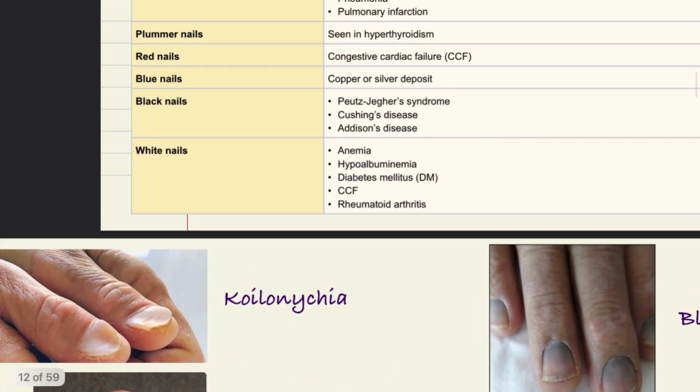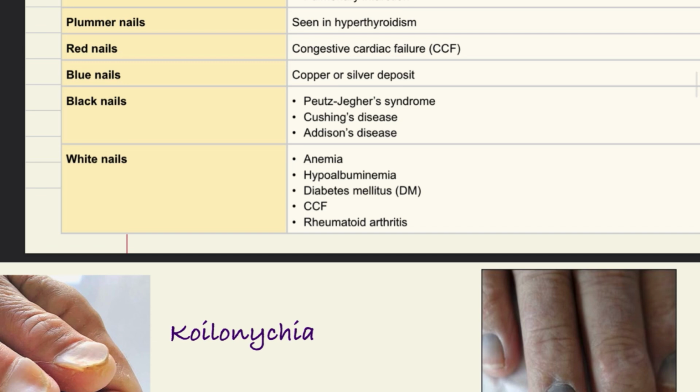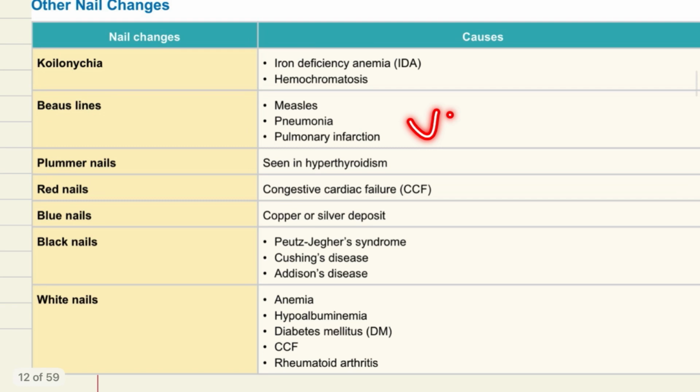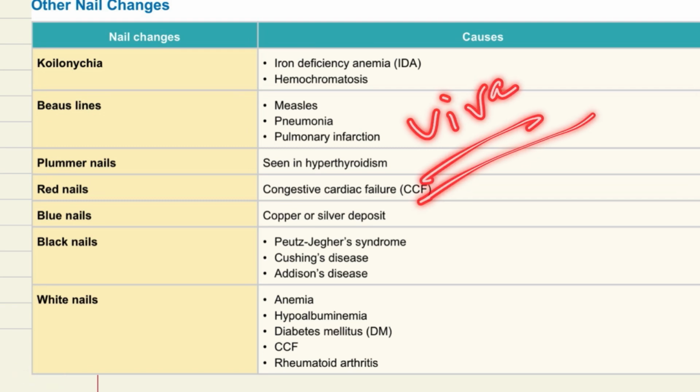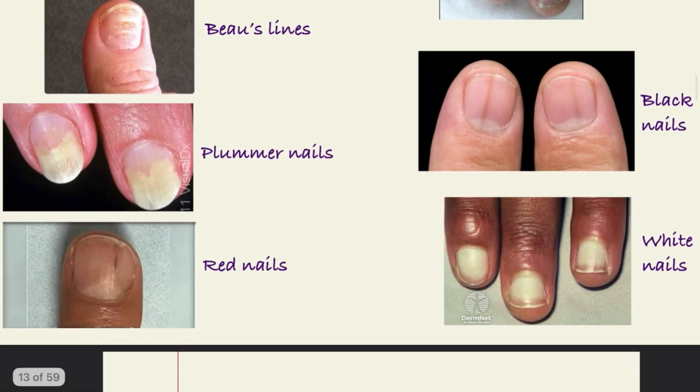White nails are seen in case of anemia, hypoalbuminemia, diabetes mellitus, congestive cardiac failure, or it could be a case of rheumatoid arthritis. So these are the differentials when you see the nail changes, although they are not very specific, but it does give you an idea most of the time what the underlying conditions are, and it could be asked in your viva, very frequently it is asked. So this was all about the clubbing, and we also discussed about the different nail changes.